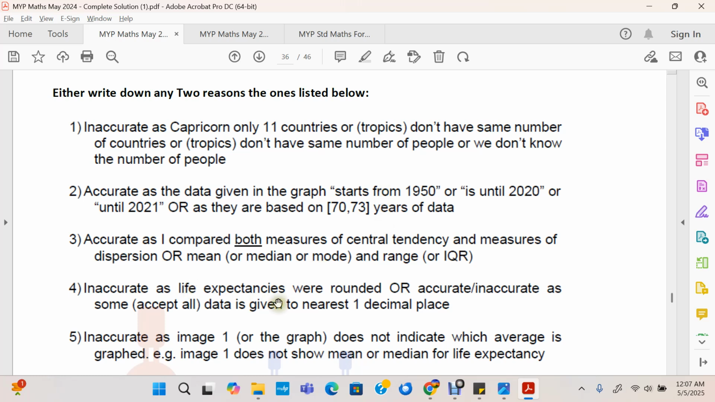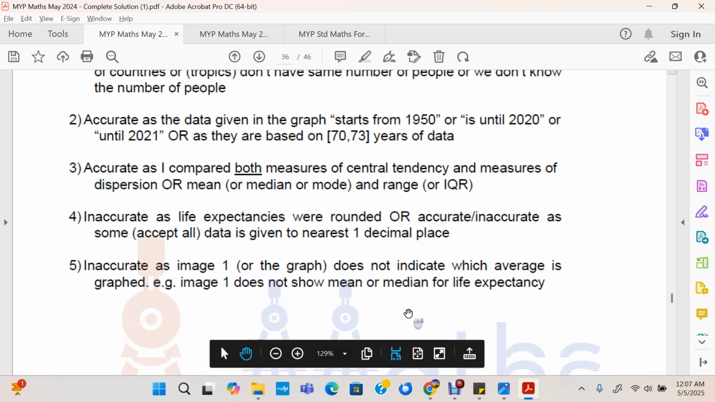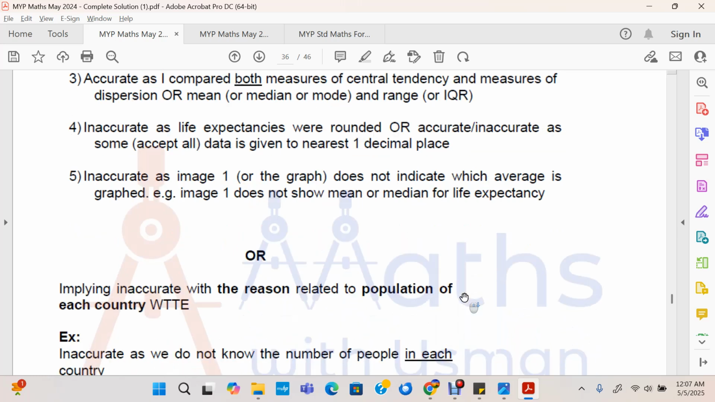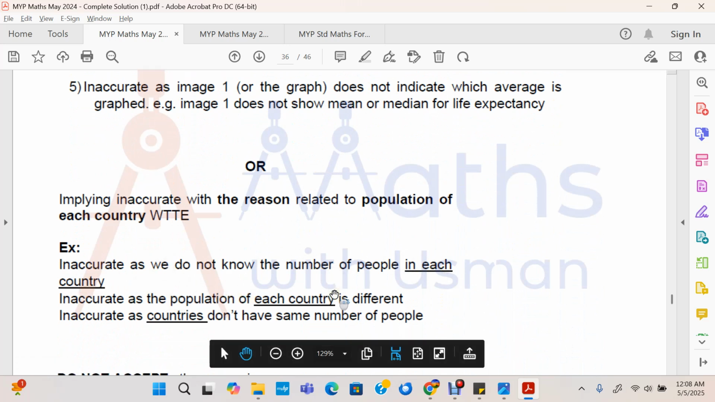Inaccurate, as life expectancies were rounded, or inaccurate as the data is given to us to one decimal place. I think that can be written somewhere. Inaccurate, as image 1 does not indicate which averages graph. It does not show the mean, median, or life expectancy. Okay, that can be sure. Inaccurate, as we don't know the number of people in each country. Inaccurate as the population of each country is different. Inaccurate as countries don't have the same number of people.